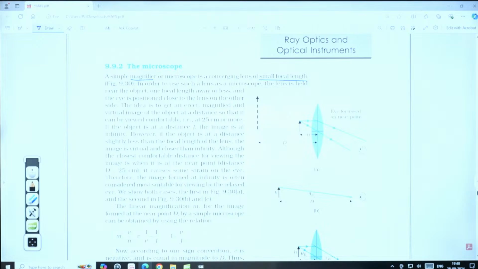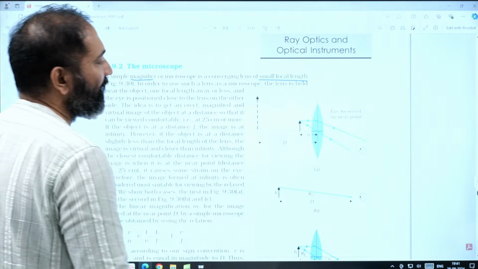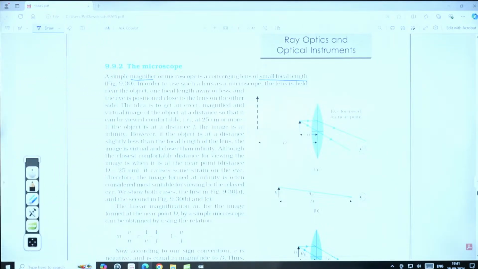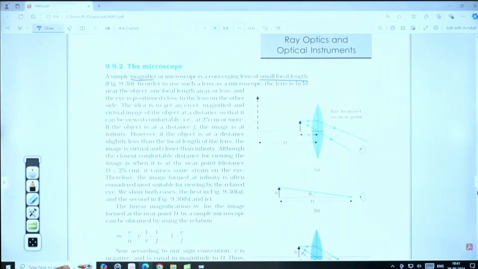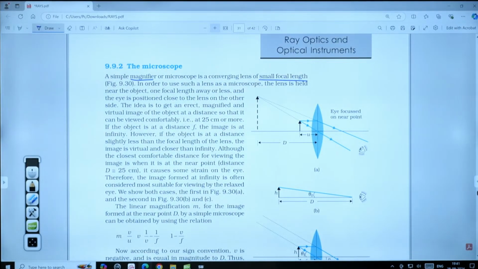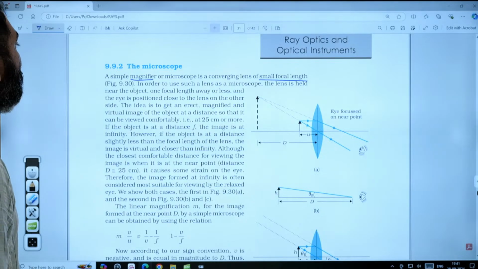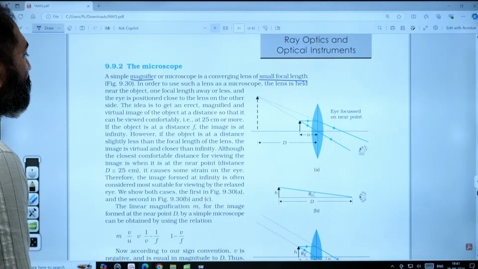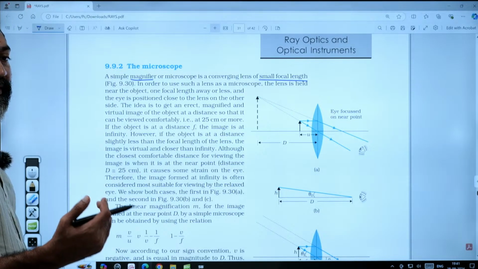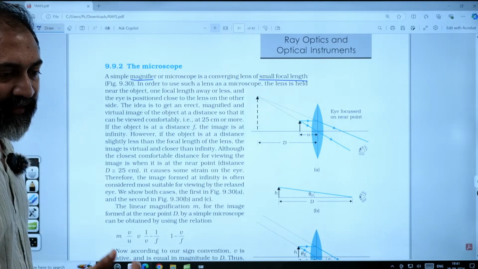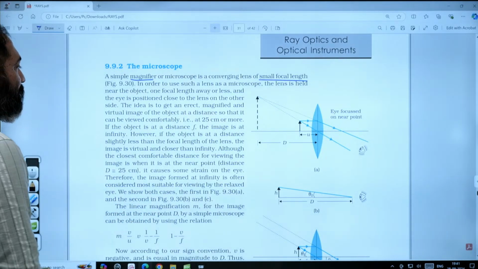Short focal length. In order to use such a lens as a microscope, the lens is held near the object. The lens is held near the object, one focal length away or less, and the eye is positioned close to the lens on the other side. So on one side you have the object and on the other side we have the eye.